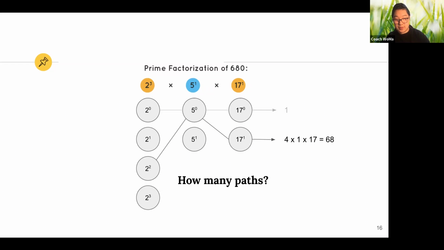Let's get some help from one of your classmates. So, Arisha, would you like to explain your reasoning for what you got? I got 16. I was kind of guessing, but I saw that 2 had 4 of the different powers, and 5 had 2, and 17 had 2. So I just did 4 times 2 times 2. It's a great guess.